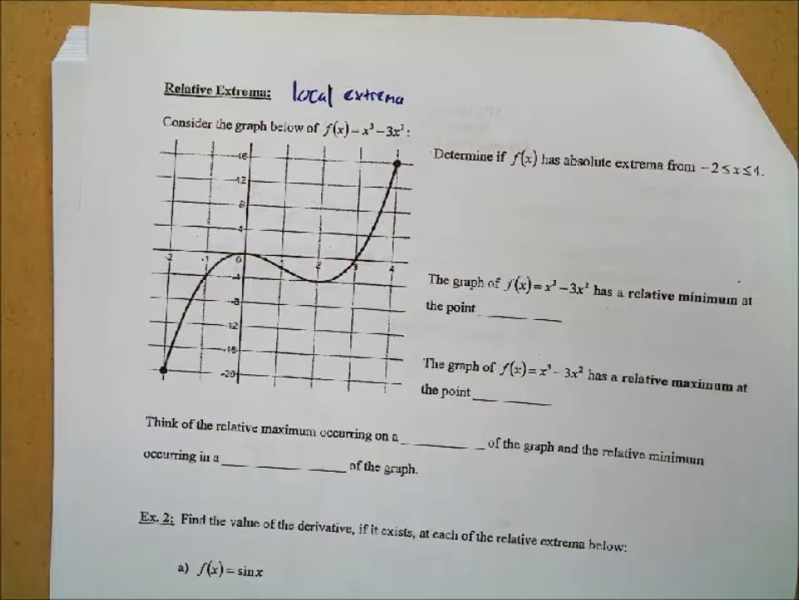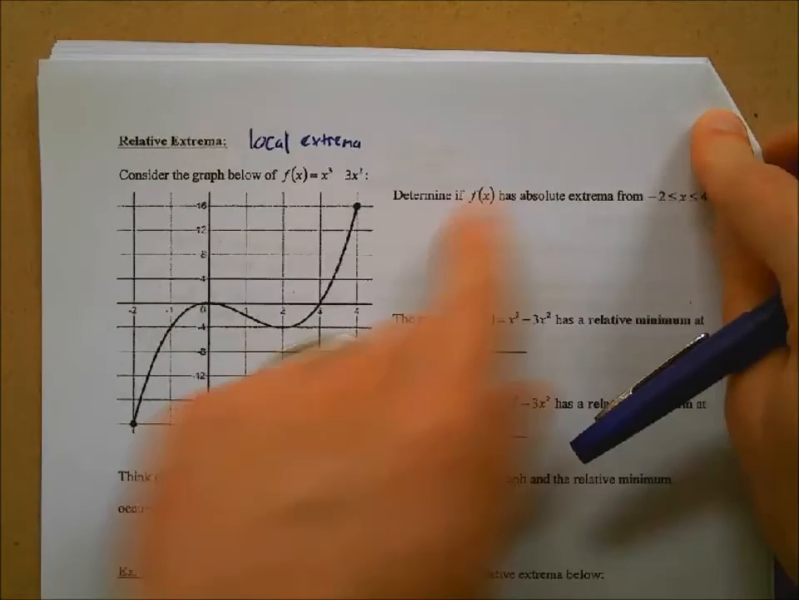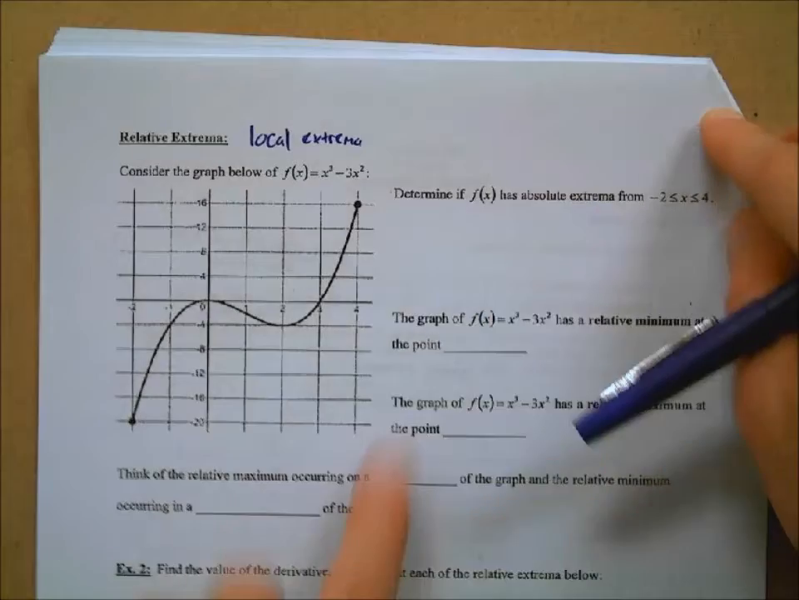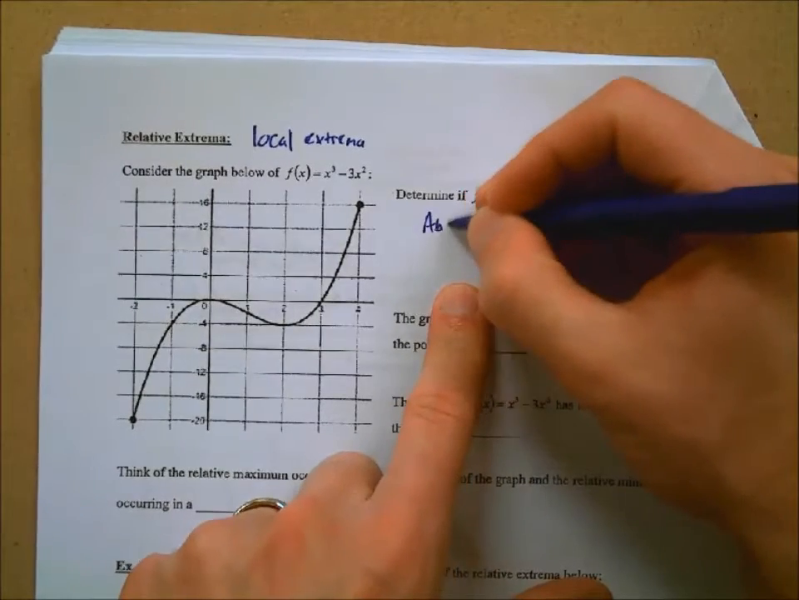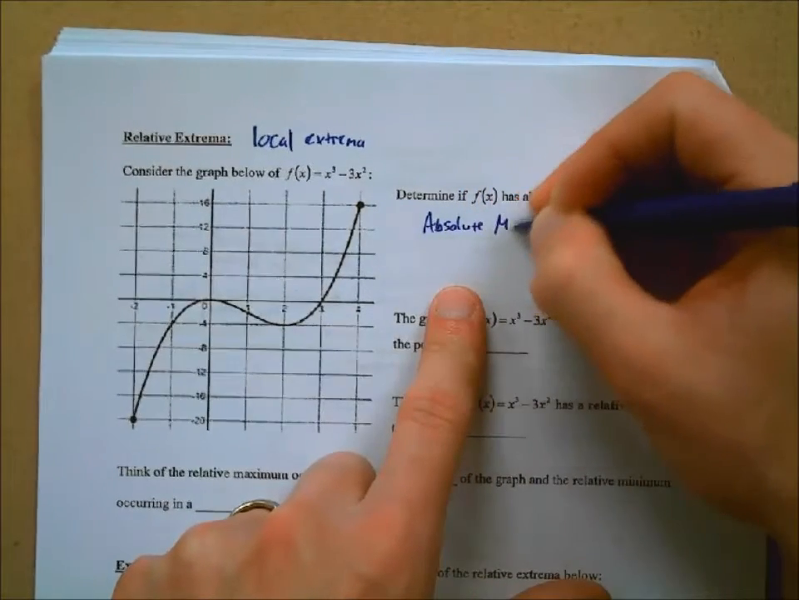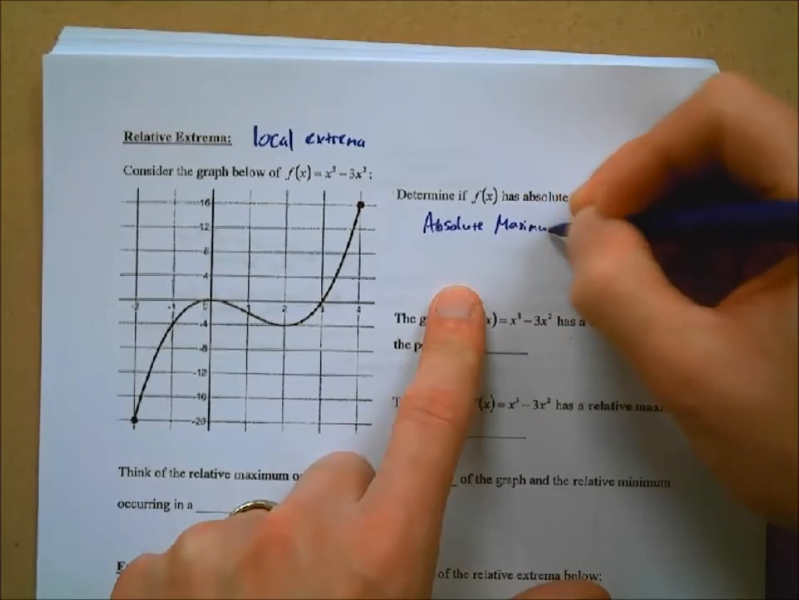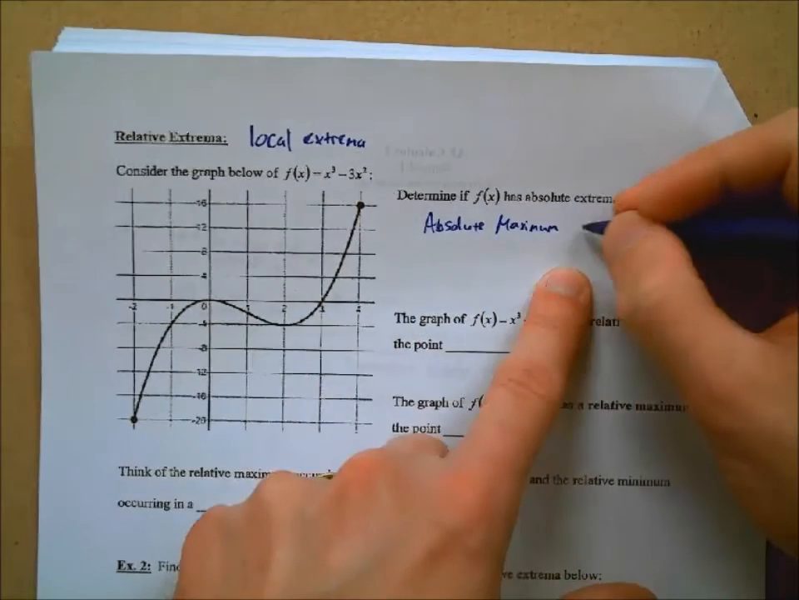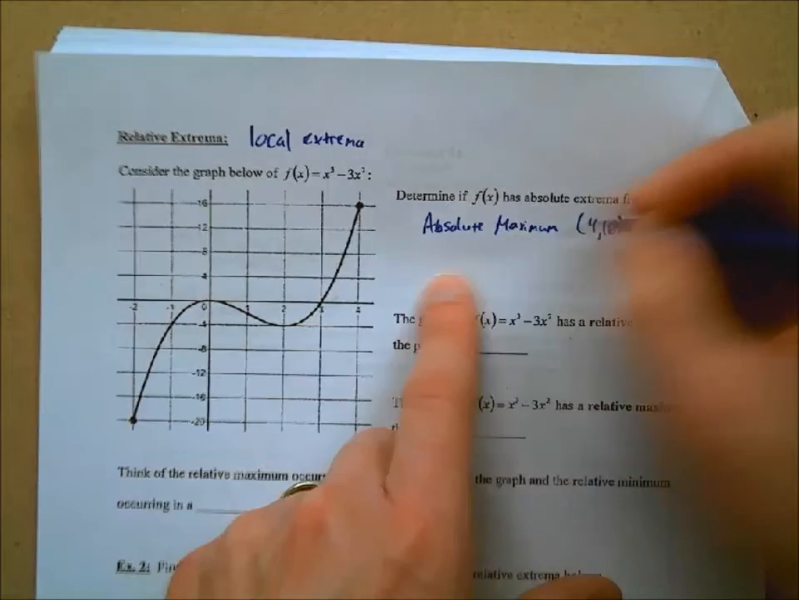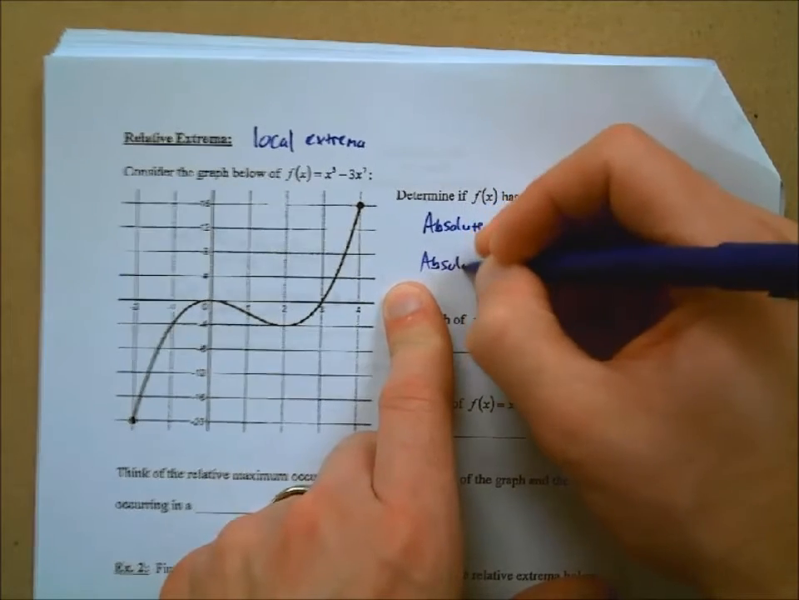But first, we'll identify our absolute extrema, make sure we're okay with that. Do we have an absolute maximum? And if so, where is it? Anybody? 4, 16, we have an absolute maximum. Do we have an absolute minimum? And if so, where is it? -2, -20.